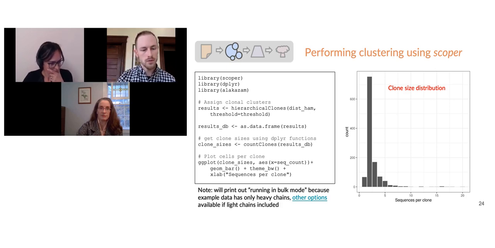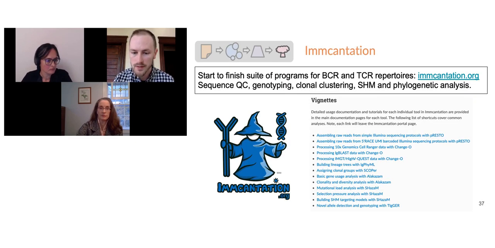I don't fully understand the question. So we have a tutorial on our website for doing basic 10x genomics BCR sequence analysis. It starts at a slightly earlier stage in the pipeline. So let me find where that is.